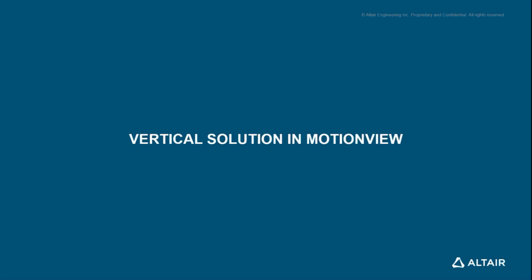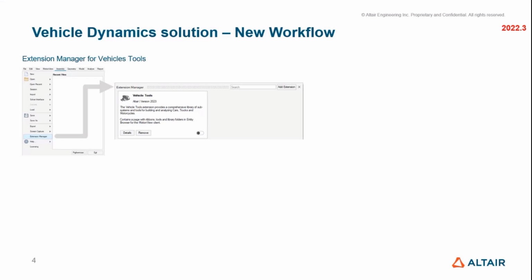So going now to the vertical solution in Motion View, what's the whole idea? I will use the vehicle tools to explain the workflow and also to explain the vertical that we are providing. So in Motion View now, we are segregating the vertical solution to the extension manager. In the classic versions, we had the vertical tools in Motion View, always spread around. Now we centralized everything into this extension.